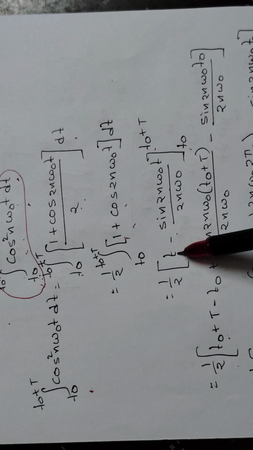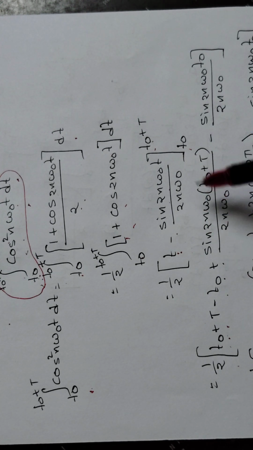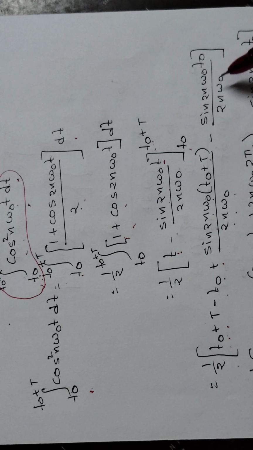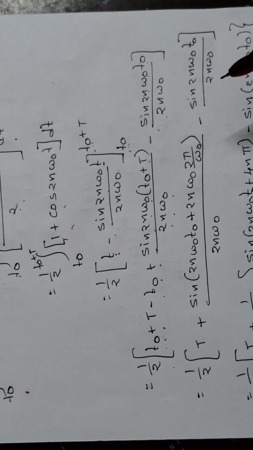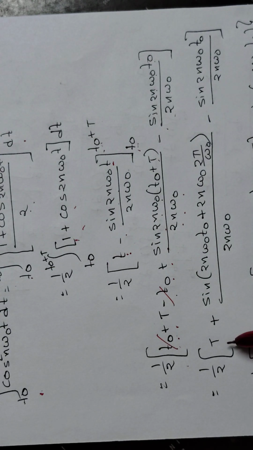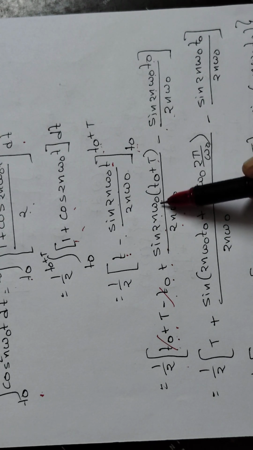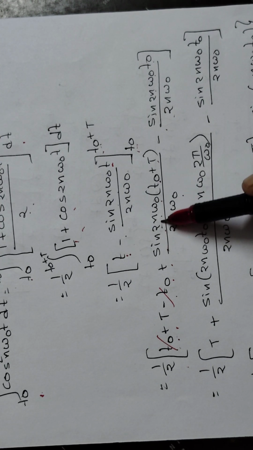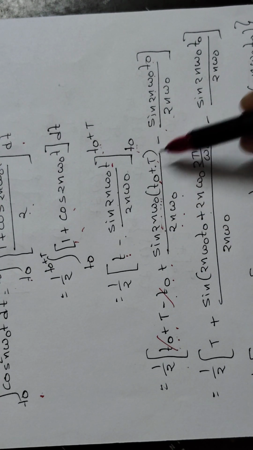So here, in place of t, first substitute the upper limit, that is t naught plus t minus t naught. Now again, sine 2n omega naught t: in place of t substitute t naught plus t, divided by 2n omega naught, minus sine 2n omega naught t naught, the lower limit. After that, these two are cancelled. We are getting t plus sine of 2n omega naught t naught. So you have to multiply this term into t naught plus this term into t.